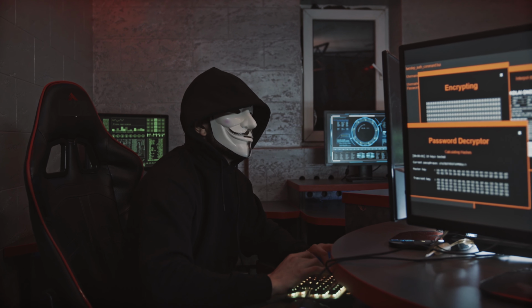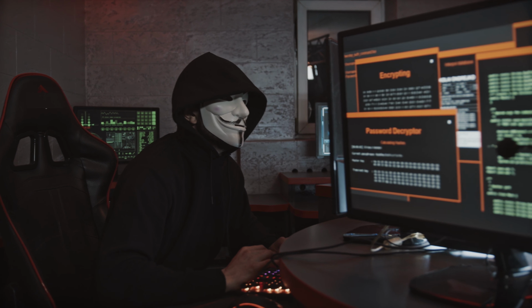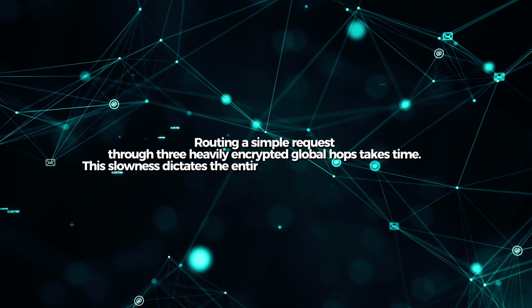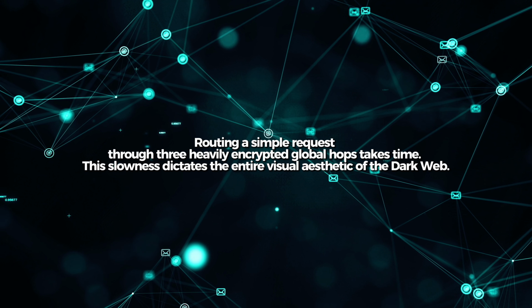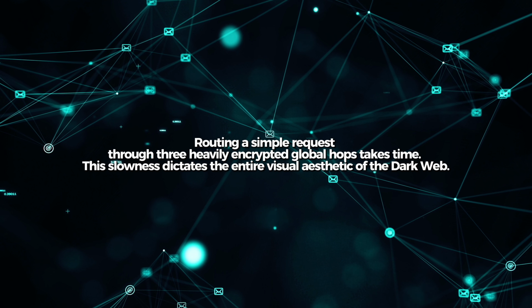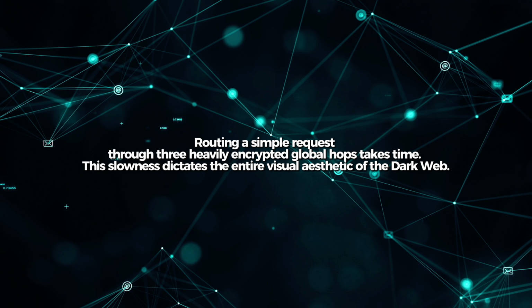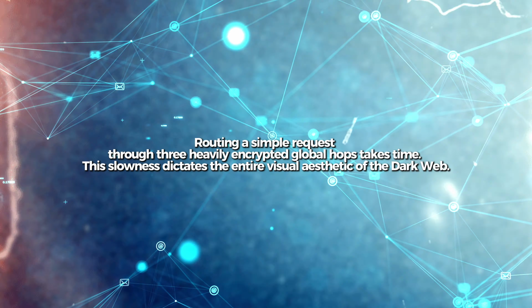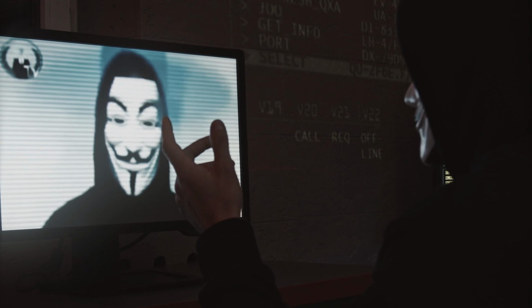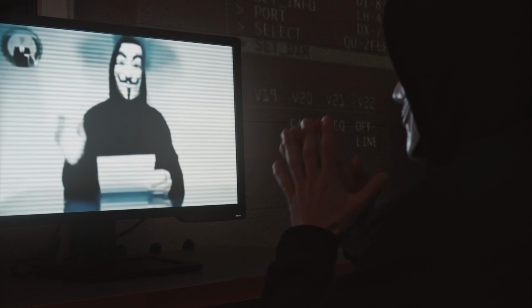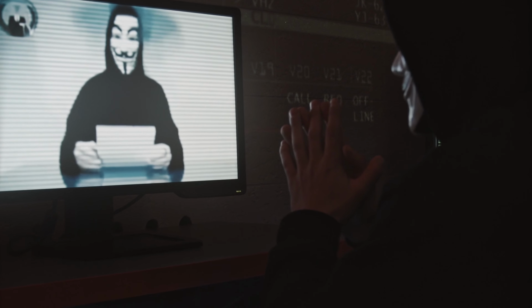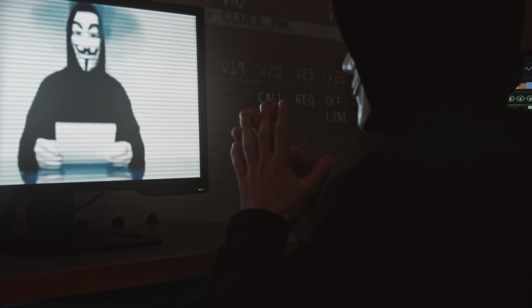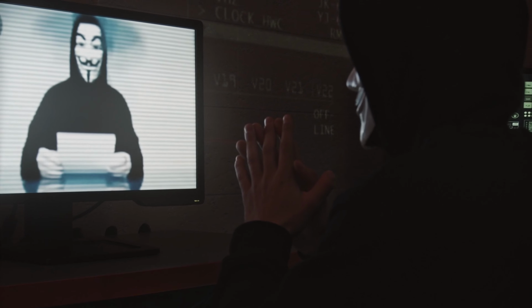But anonymity comes at a cost, a kind of latency tax. Routing a simple request through 3 heavily encrypted global hops takes time. This inherent slowness, this architectural friction, dictates the entire visual aesthetic of the dark web. If you're expecting sleek, high-definition websites, you'd be surprised. The majority of dark websites look decades old, text-heavy, simple HTML interfaces that resemble old bulletin board systems.